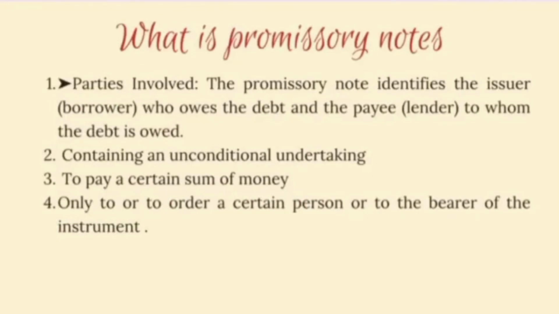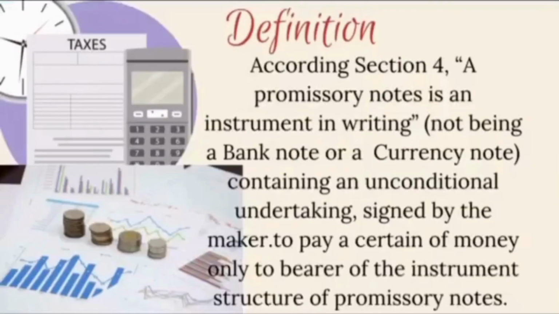What are promissory notes? Number one is parties involved. The promissory note identifies the issuer, who owes the debt, and the payee, to whom the debt is owed. Number two is containing an unconditional undertaking. Number three is to pay a certain sum of money. Number four, only to order of a certain person or to the bearer of the instrument.